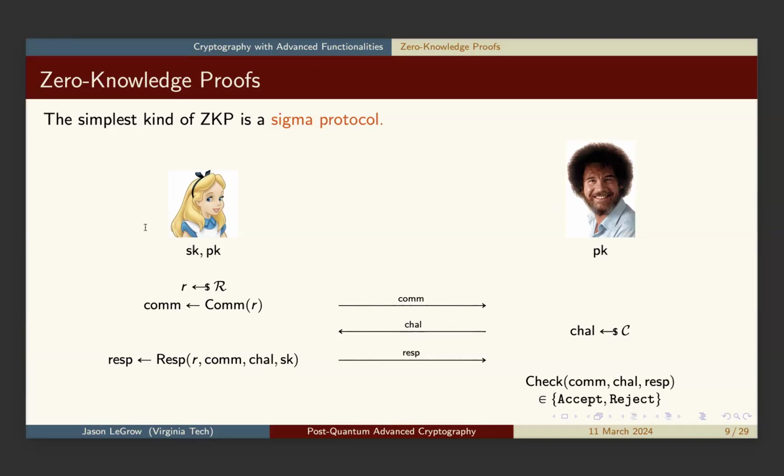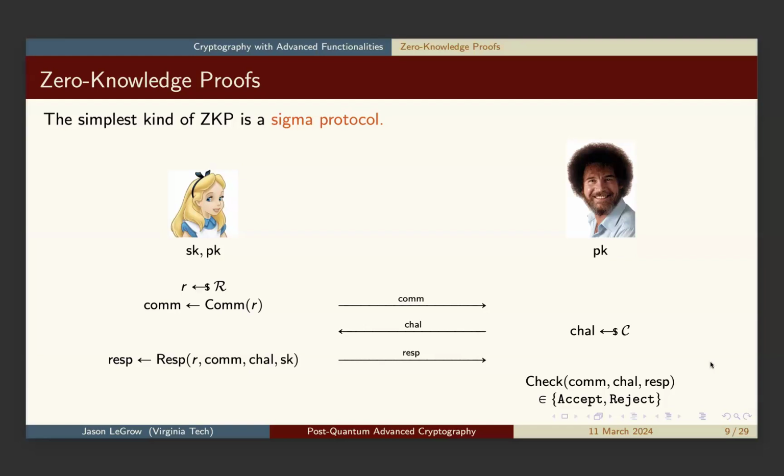So how does it go? Well, they all work the same way. These Sigma protocols are really structured. Alice is going to choose some randomness according to a distribution. She's going to construct something called the commitment, and she'll send that over to Bob. Bob will see the commitment, and he will choose something called the challenge and send it over to Alice. Then Alice will use her randomness, her secret key, her commitment, and her challenge to construct what's called the response. And then there's some function that checks whether the commitment, challenge, and response are valid or not.